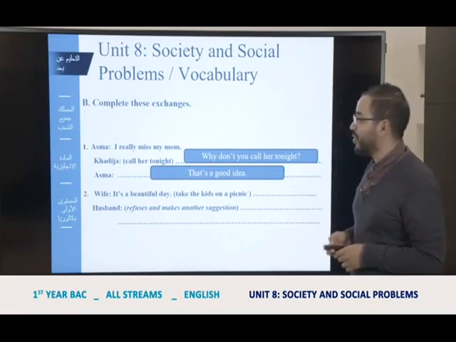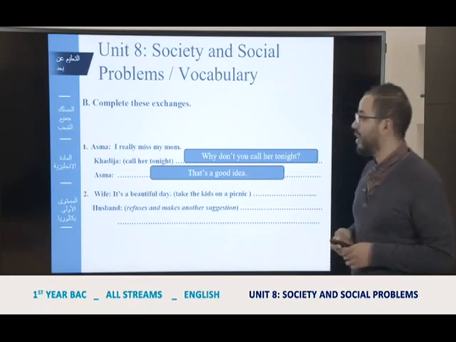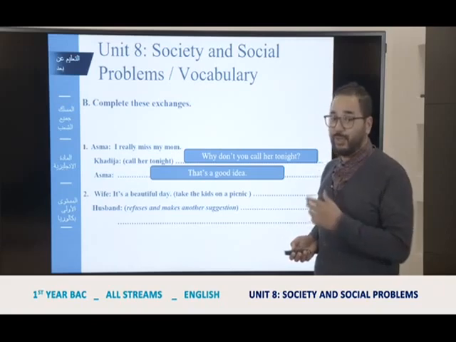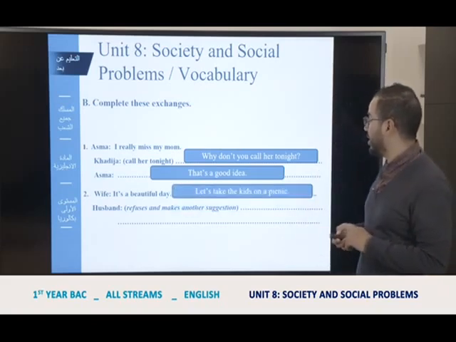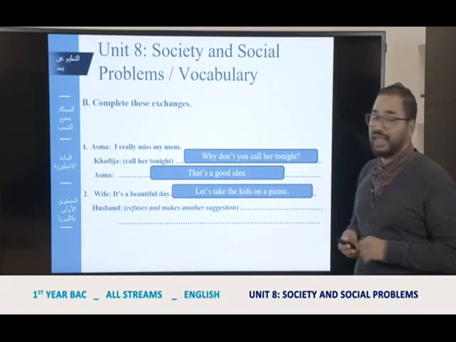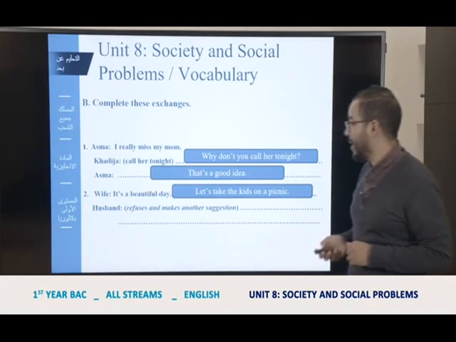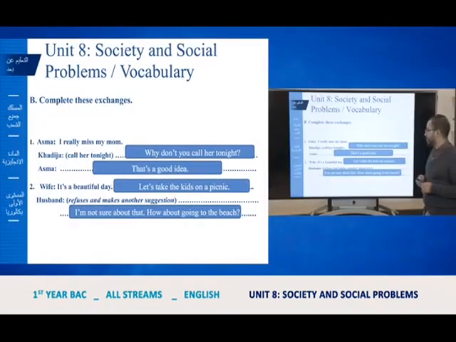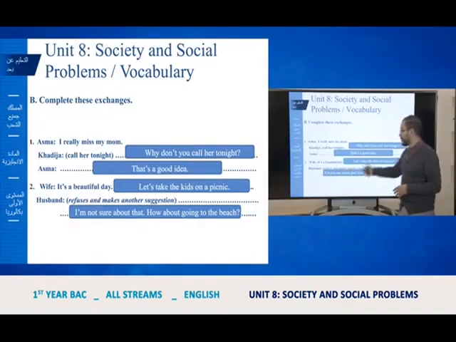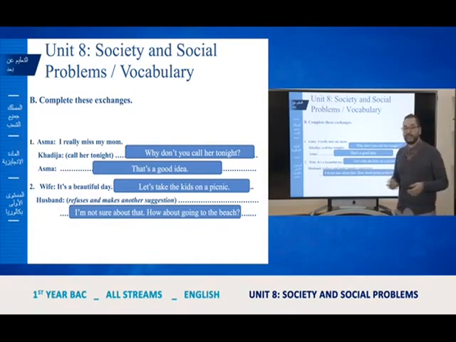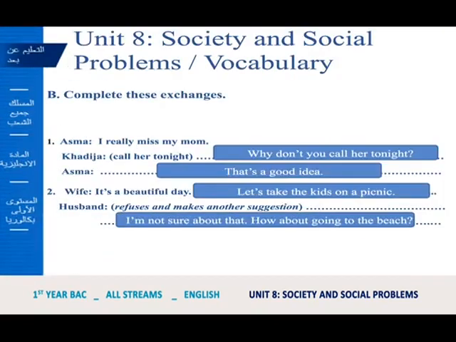Another situation between a husband and a wife. The wife says, it's a beautiful day, take the kids on a picnic. That's her suggestion. We can express it like this, let's take the kids on a picnic. But the husband would refuse and make another suggestion. So he can say, I'm not sure about that, refuse. How about going to the beach? Okay, so to make another suggestion. So the wife can accept and say, yes, that's a good idea, or refuse and say, I'm not sure, or I don't think so.